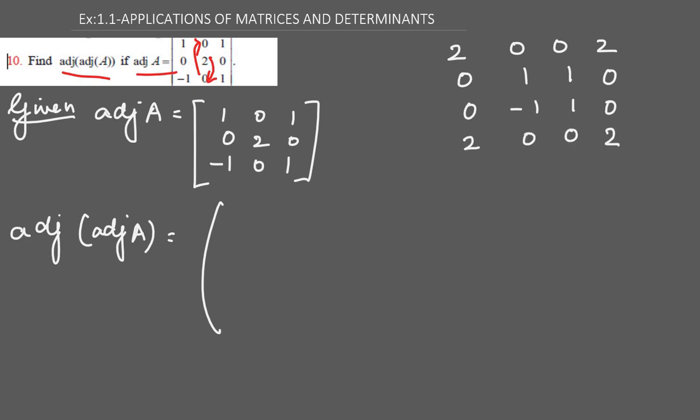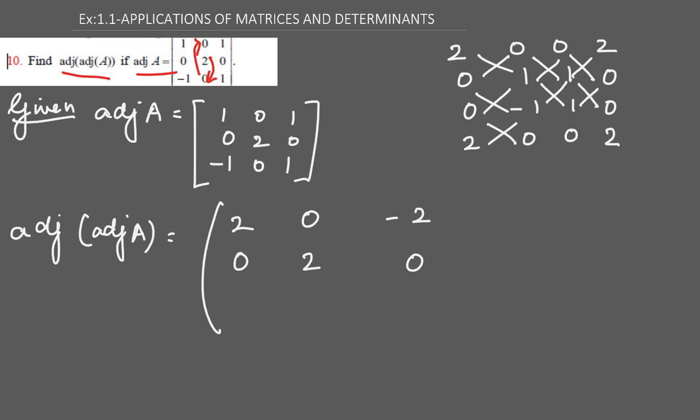Now we write the adjoint of A. 2 into 1 is 2, minus 0 gives us 2. 0 minus 0 gives us 0. 0 minus 2 gives us minus 2. Next, 0 minus 0 gives us 0. 1 minus of minus 1, plus 1, gives us 2. 0 minus 0 gives us 0. 0 minus of minus 2 gives us plus 2. 0 minus 0 gives us 0, and 2 minus 0 gives us 2. This is adjoint of the given adjoint of A.